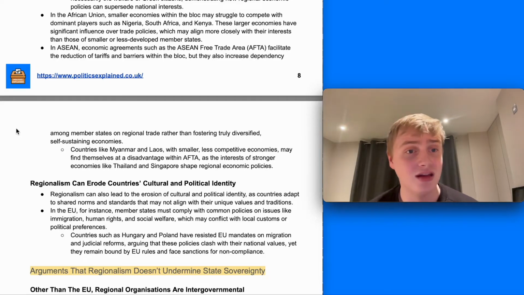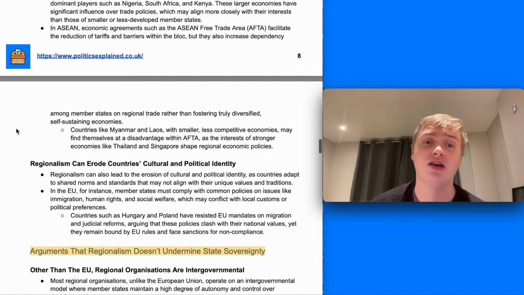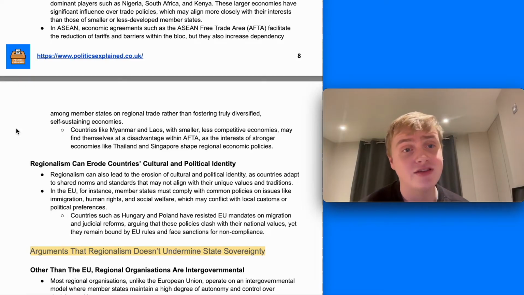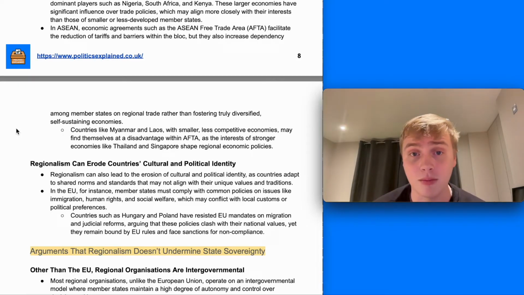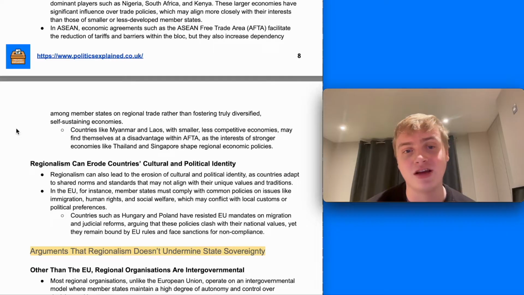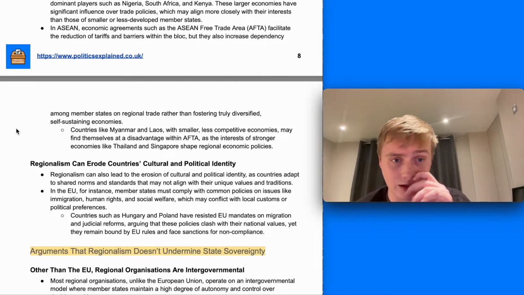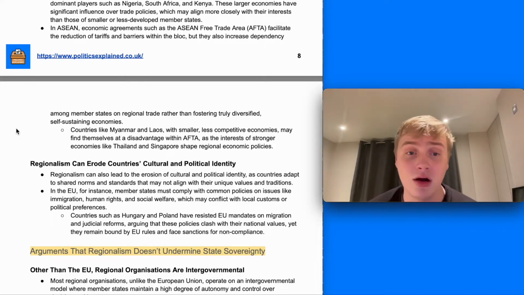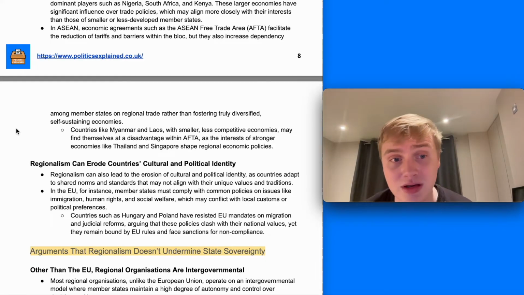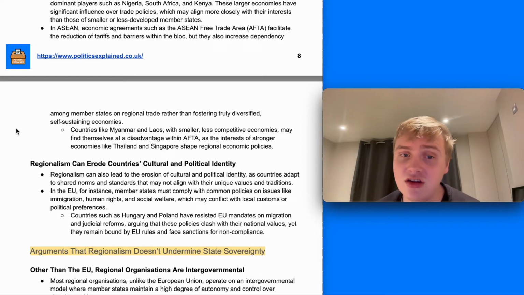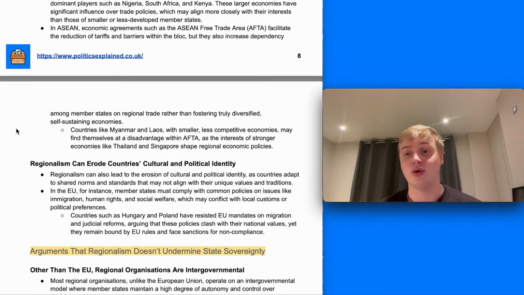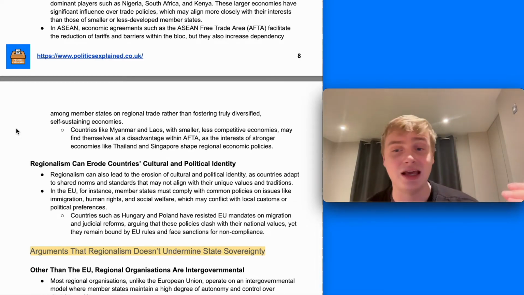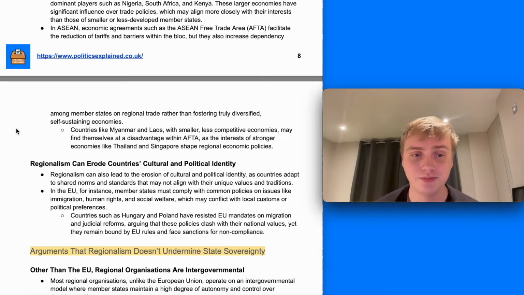In ASEAN, economic agreements such as the ASEAN Free Trade Area facilitate the reductions of tariffs and barriers within the bloc, but also create dependency among member states on regional trade rather than creating diversified economies, potentially, is an argument you can make. And countries like Myanmar and Laos with smaller, less competitive economies may find themselves at a disadvantage within the ASEAN Free Trade Area in a similar sense to which maybe Southern European countries struggle to compete with Germany and France within the European Union.